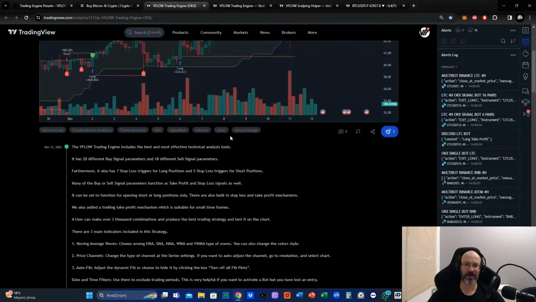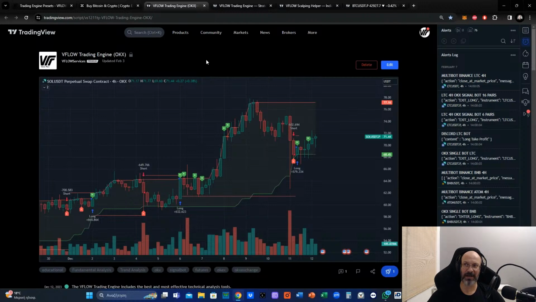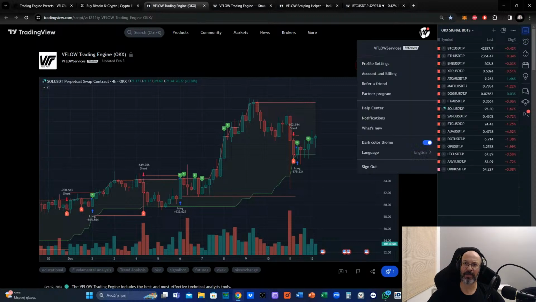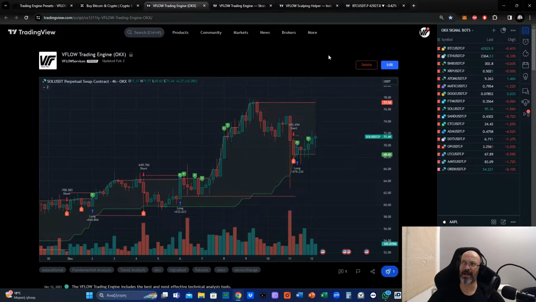You can ask for access through our Discord channel. You give us your TradingView username. You can find it here: if you click on the icon, you are able to see your TradingView username. Copy and paste it in our Discord channel, ask for the 2 weeks free trial, and we will grant you access. So this is our VFLOW Trading Engine OKX version, only compatible with the OKX Signal Bot.